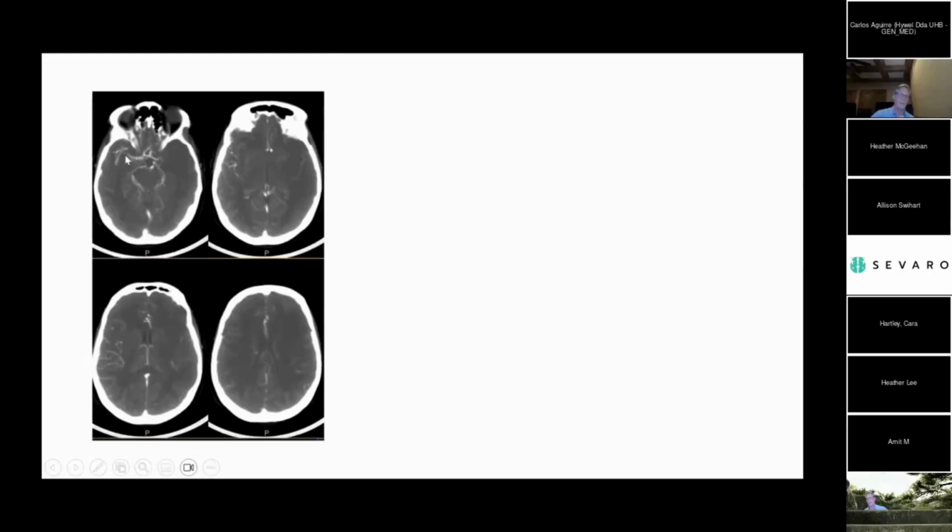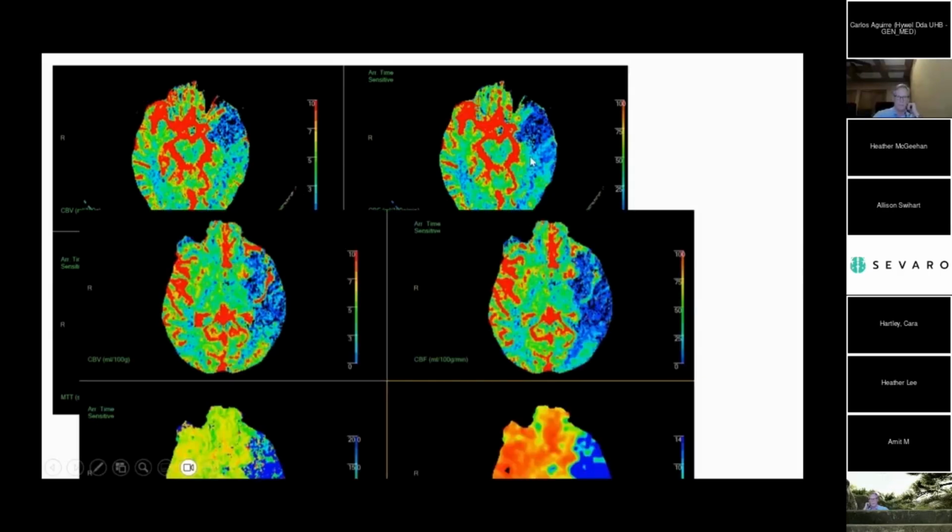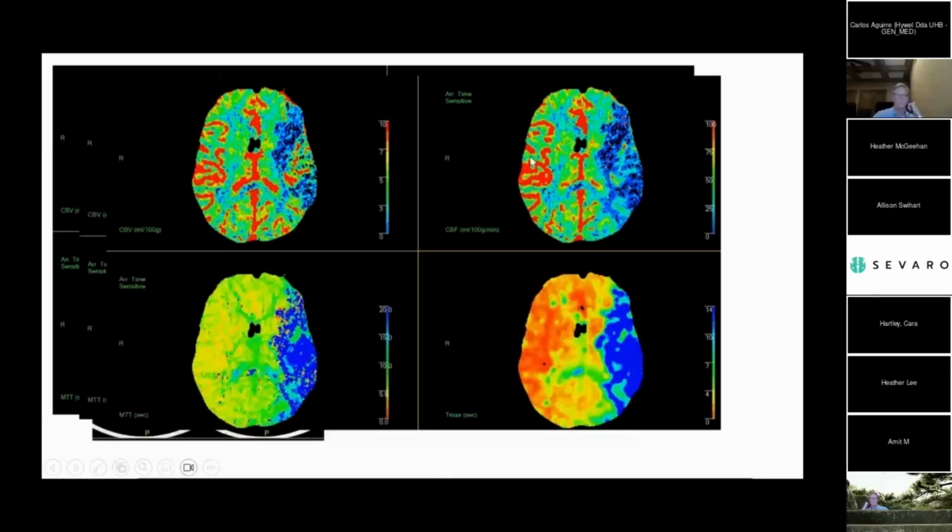CT angiogram is great. This one's wide open on the right side. They have an occluded M1, just like shown on the dense MCA sign. And their summary maps are really, really pretty. So they have MTT given, they have Tmax, they have CBV, and now they have CBF. So let's jump up to that one we looked at with the lateral ventricles, again, just to preserve time.